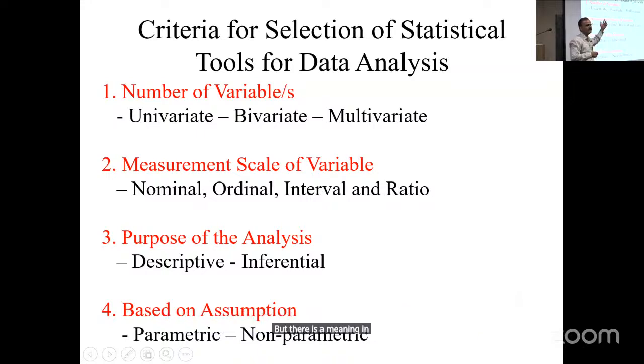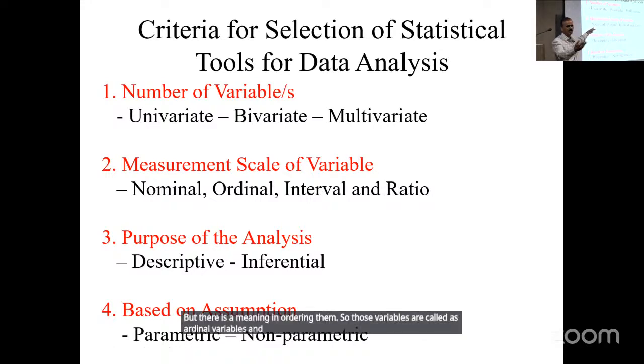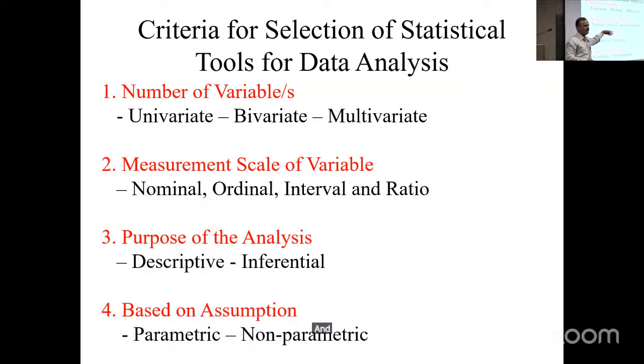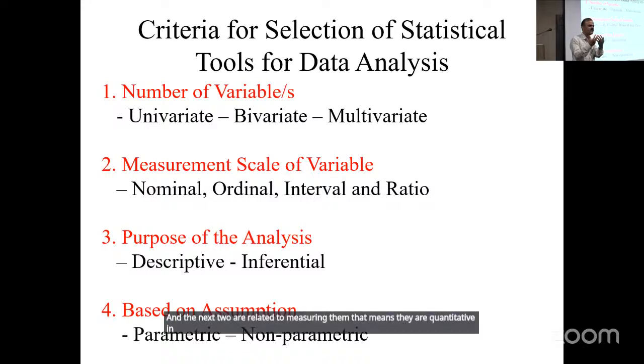So those variables are called ordinal variables, and there are separate statistical tools related to that. And the next two are related to measuring them. That means they are quantitative in nature. We are able to measure quantitatively, and they are continuous in nature.